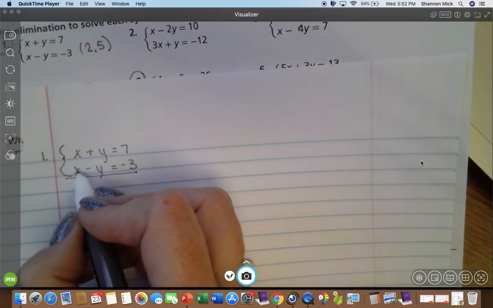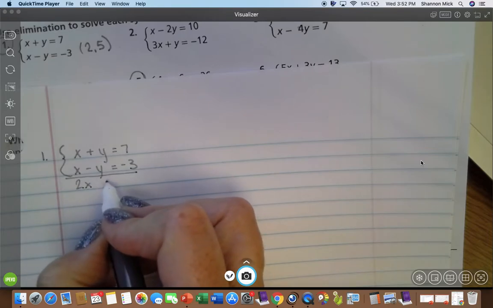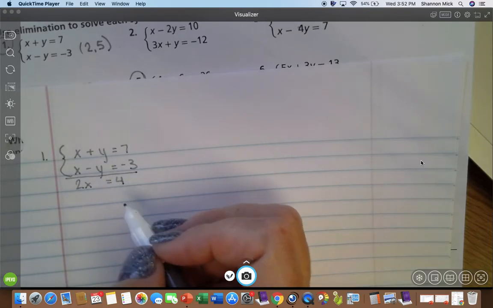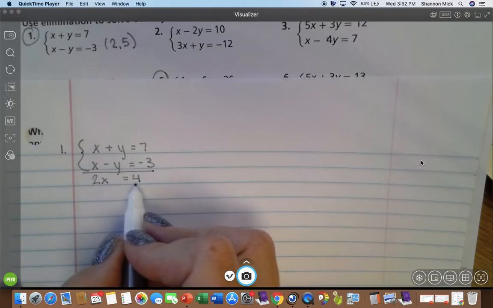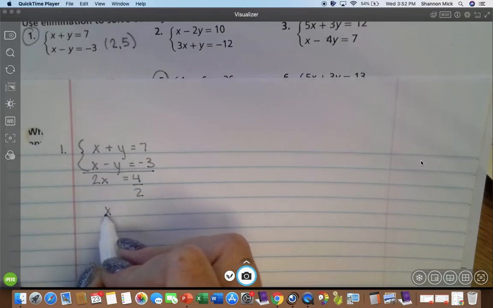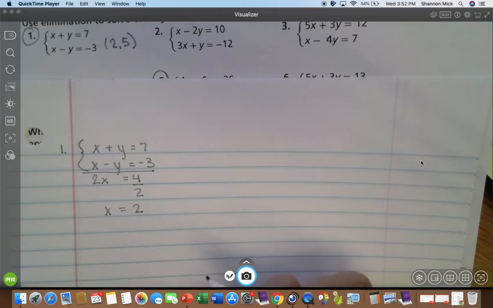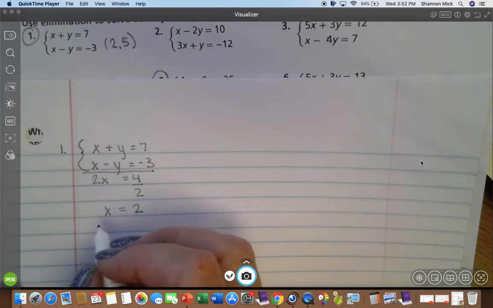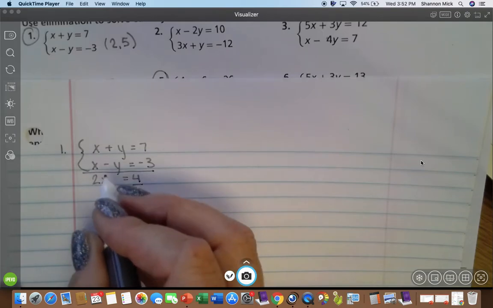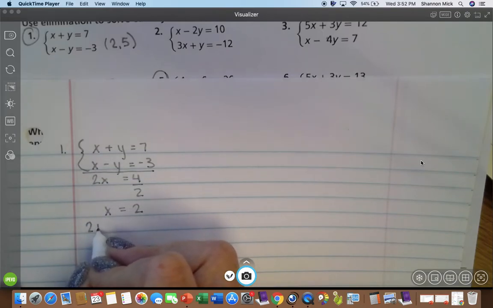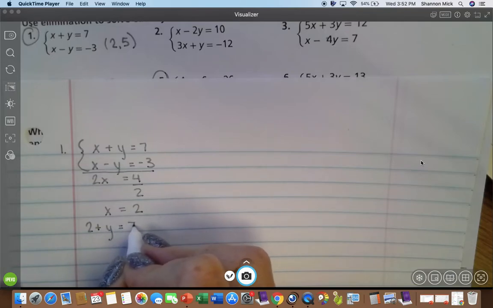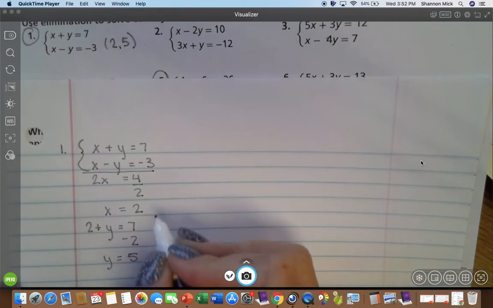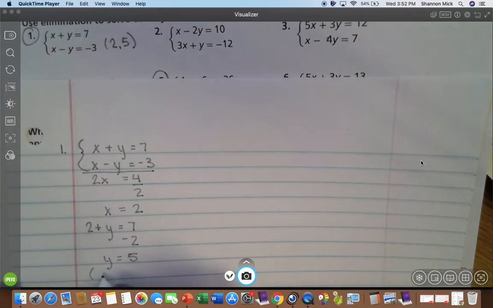So that gives me 2x equals 4 when I combine the two equations, and then I divide by 2, so x equals 2. And now I just substitute the 2 back in either one of the equations. It doesn't matter which one. So I'm going to put it back in the top one. So I have 2 plus y equals 7. Subtract 2, so y equals 5. And I always write my answer as an ordered pair, so it's (2, 5).